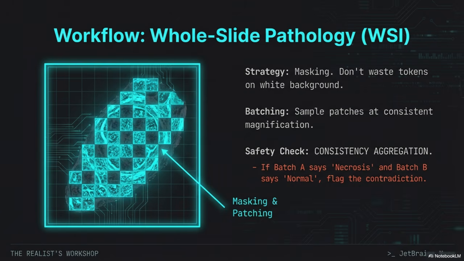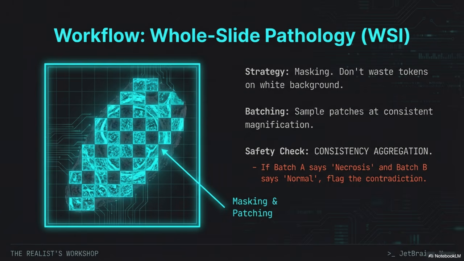It's a critical guardrail. Moving to specialized strategies, let's look at WSI pathology again. The baseline patch strategy is critical here. The first step is to build a tissue mask. You don't want to waste context on white background. Then use sample patches at a consistent magnification, batch them up, and ask a focused question for each batch.